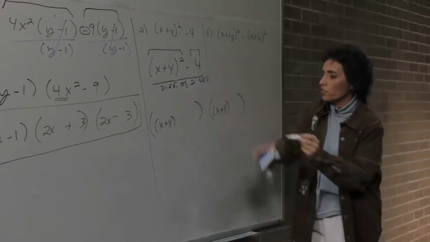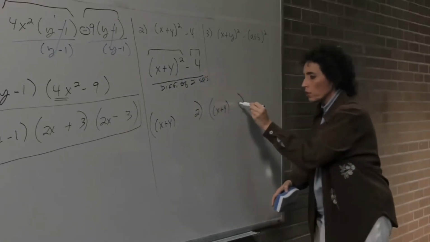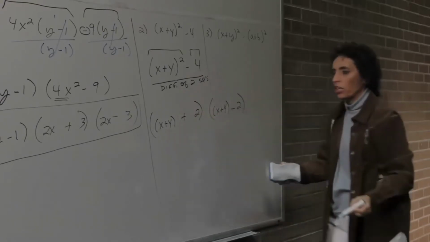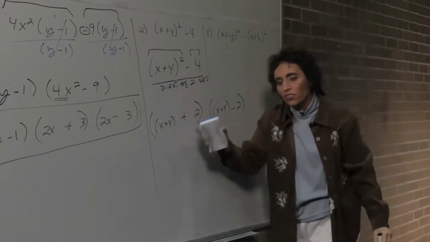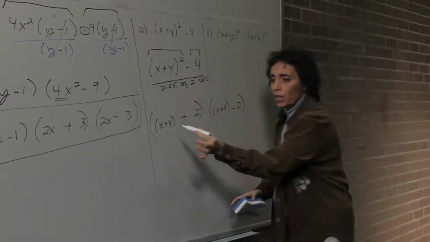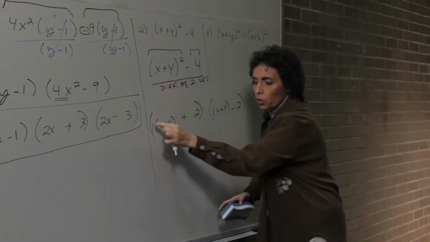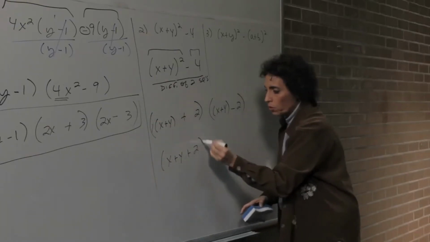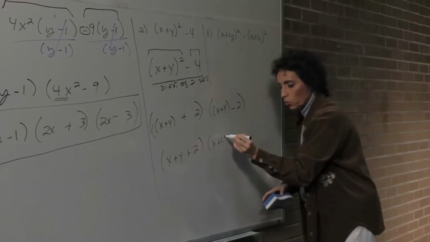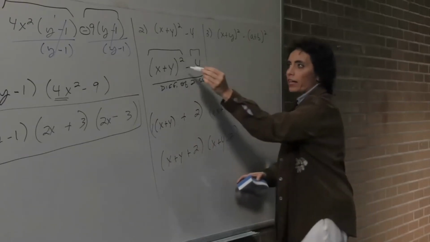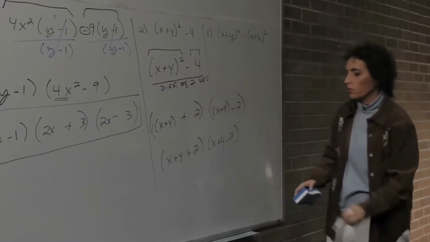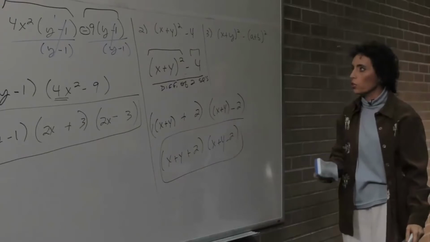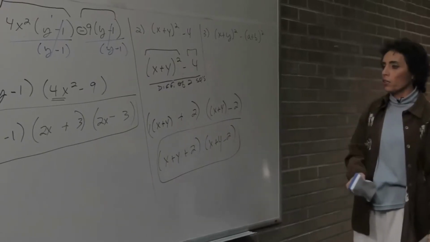Now, what times itself is going to give me 4? That's going to be 2. And then what about our signs? One's plus, one's minus, just like before. I cannot have parentheses in parentheses, so I have to clean this up. There's a 1 here that you don't see, so the parentheses are useless. So this is just x plus y plus 2. Same thing here, x plus y minus 2. That's how you factor this problem. Okay, so that's it. Totally cool. I know we have another one. We'll get to it.